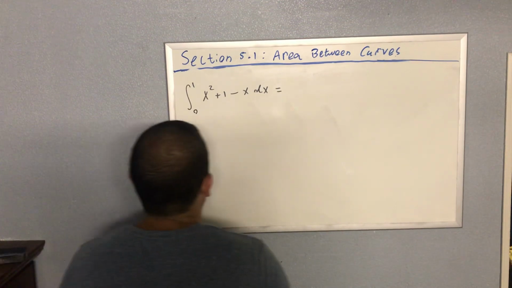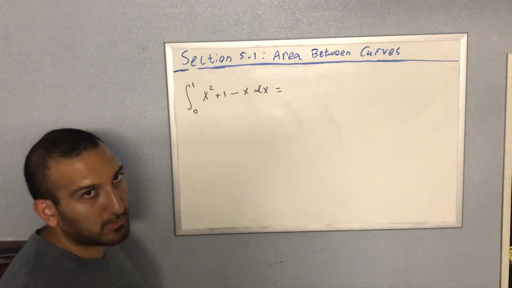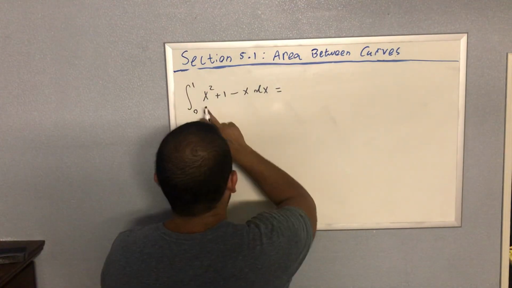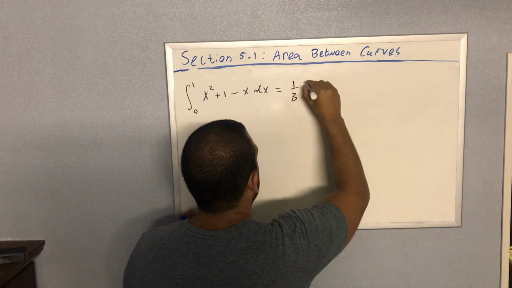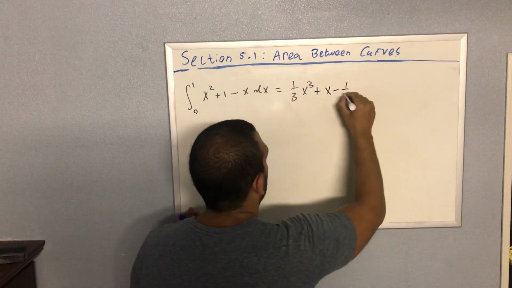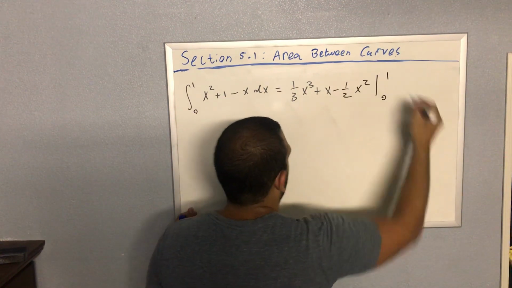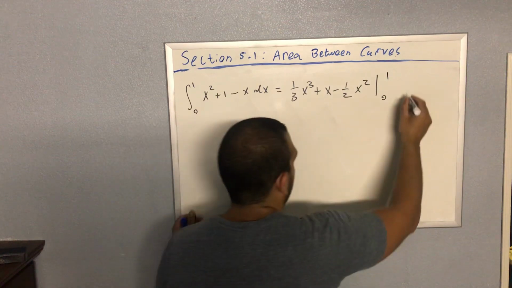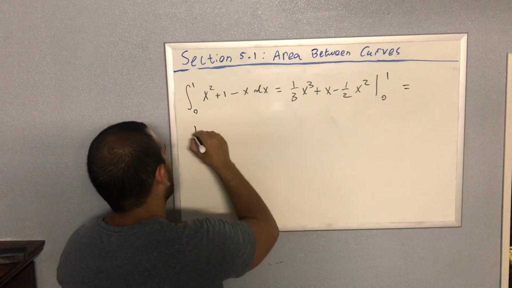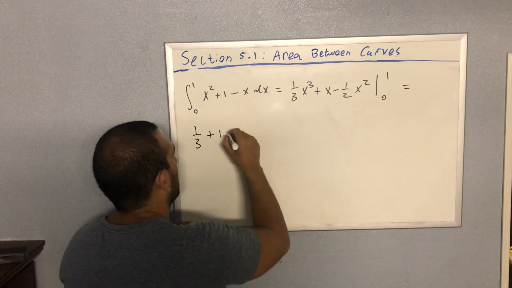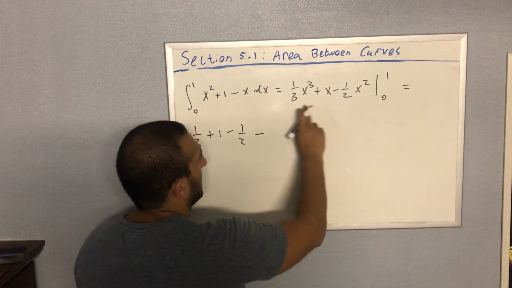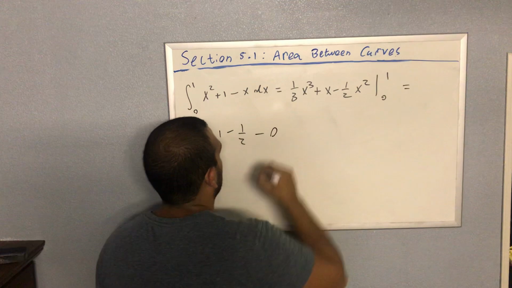So then again, we could break this up into 3 different integrals, but I think at this point we've gotten the hang of it. We can see that we can just do this all in one go. So this is 1/3 x cubed. This becomes x. And this becomes minus 1/2 x squared from 0 to 1. Now this is just plug 1 into all of this. So this is 1/3 plus 1 minus 1/2 minus, what happens when you plug 0 into all of this? Well, you just get 0.